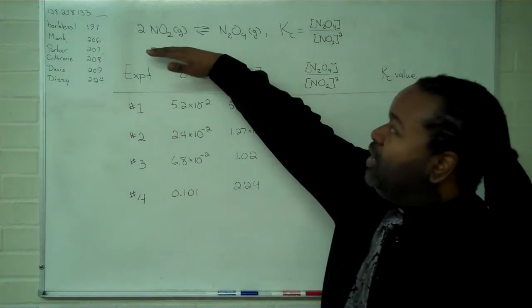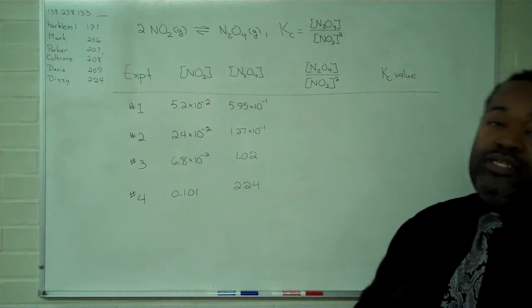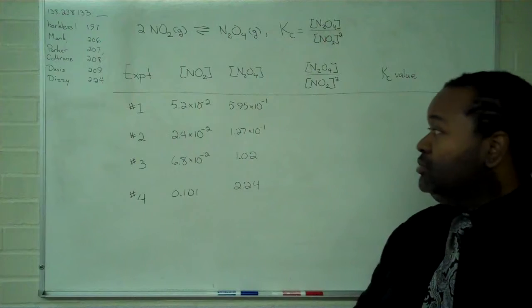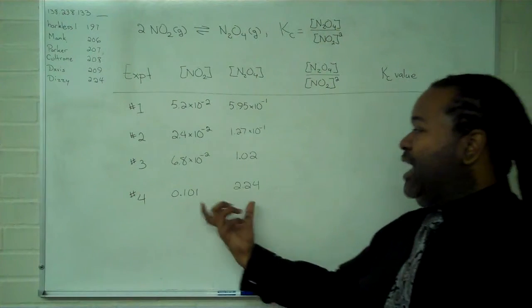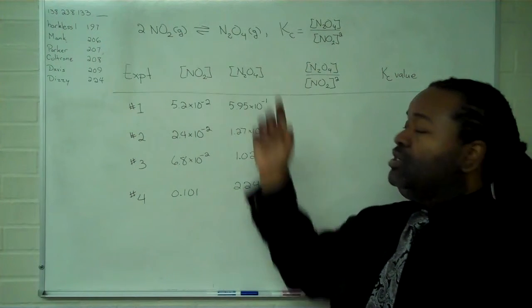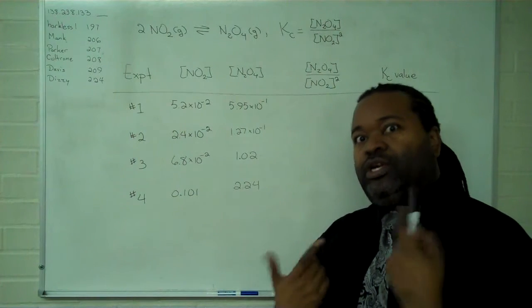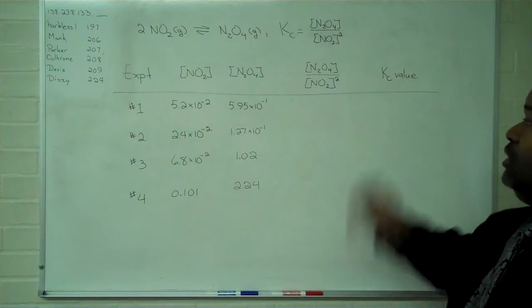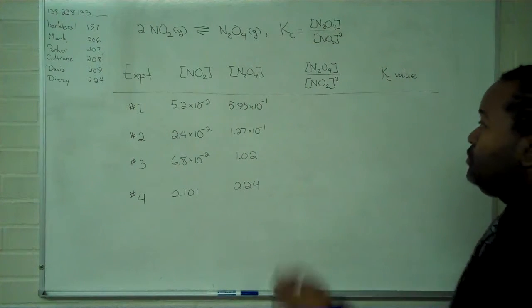So here we have a balanced reaction and we have the correct equilibrium constant expression. In addition, we have 4 experimental trials, each of which has the data for the concentration of the NO2 and N2O4 when it's at equilibrium. In order to calculate each individual Kc value, I'll have to substitute these values in.